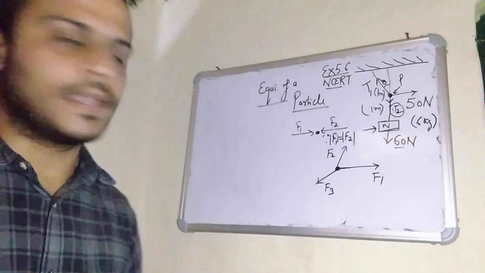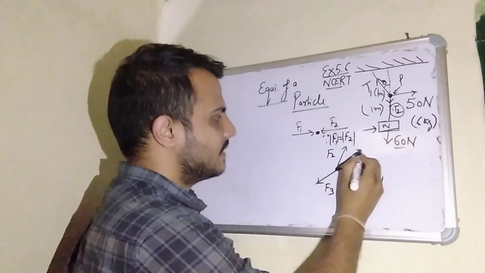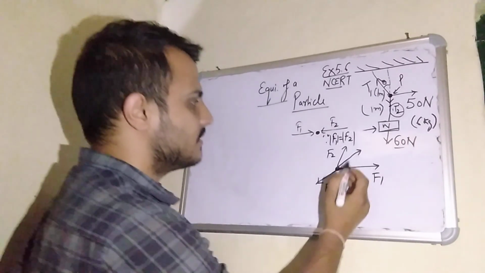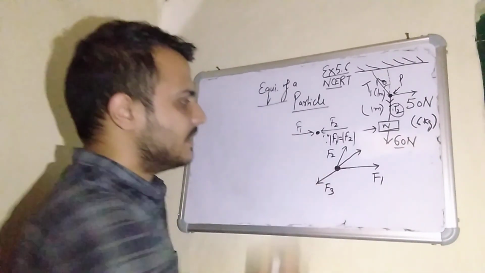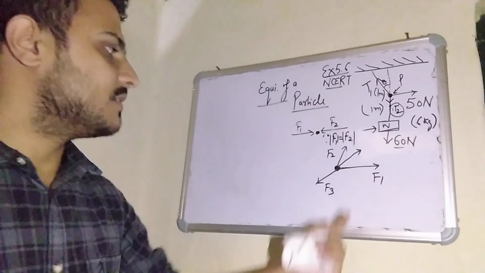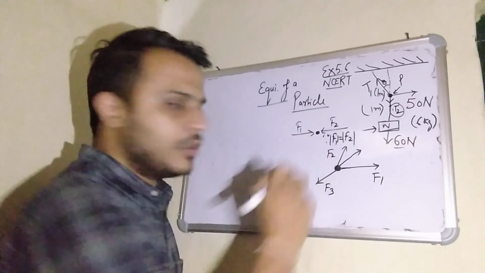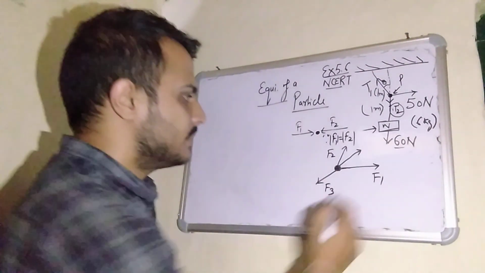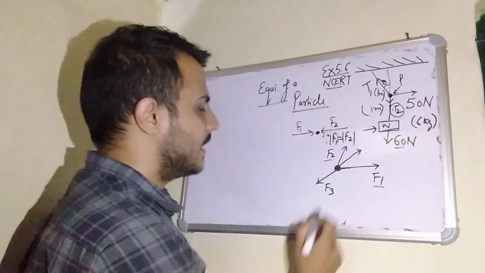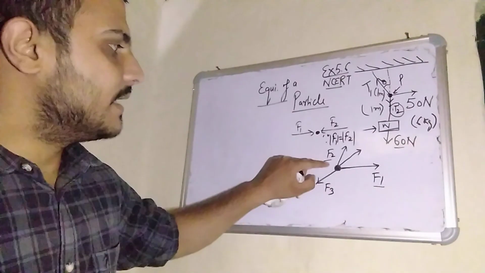Now how will we say this? The resultant of F1 and F2 is in this direction. When this resultant is equal in magnitude, and it is clearly visible here that this resultant is opposite in direction to F3, then you can say that this particle is also in equilibrium. This is F1, this is F2, F3 is acting in this direction. All three forces are acting on this particle.